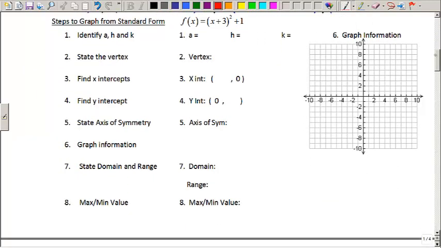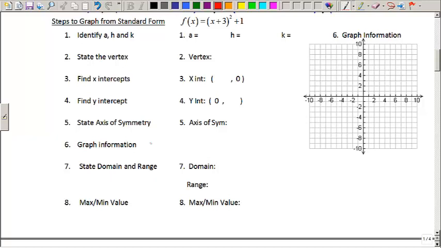Next, we'll look at the steps to graph from standard form. Notice there's 8 steps here, and we have graphed quadratics with less than 8 steps before in the previous sections where we were just talking about transformations. Some of these steps you may not be asked for every single time, especially steps 5, the axis of symmetry, and 7, the domain and range, and 8, the max and min. But in this video, I will be finding all of the values for every single problem, even though when you go do your homework, you may not have to find every single one of these for every single problem.